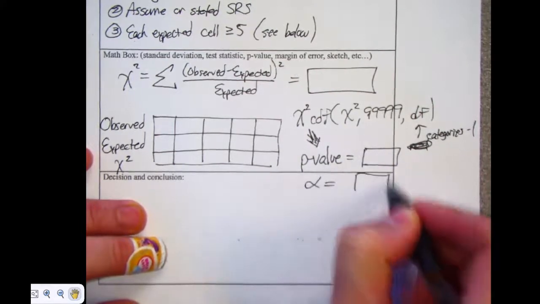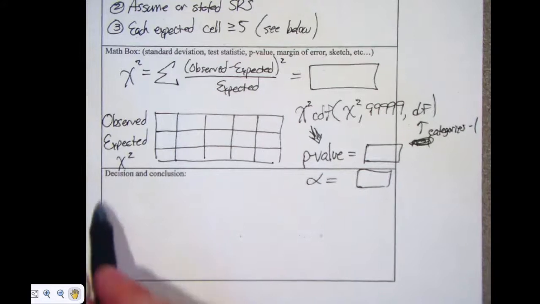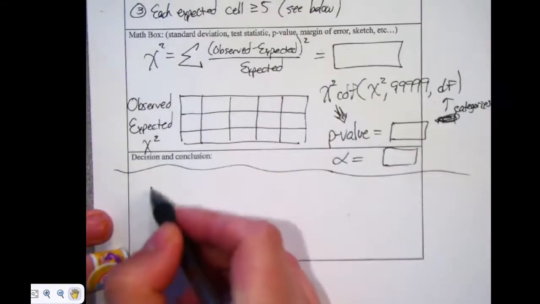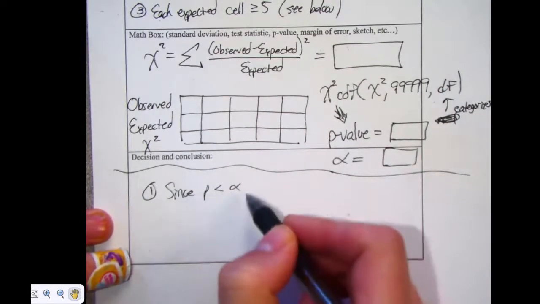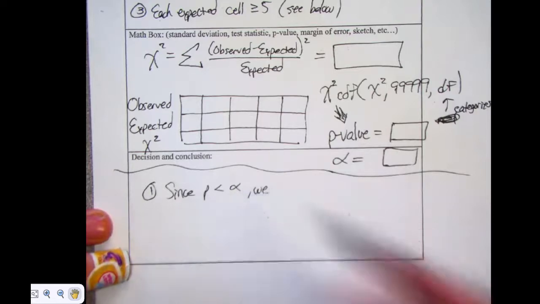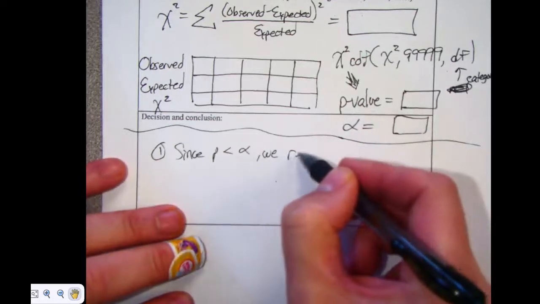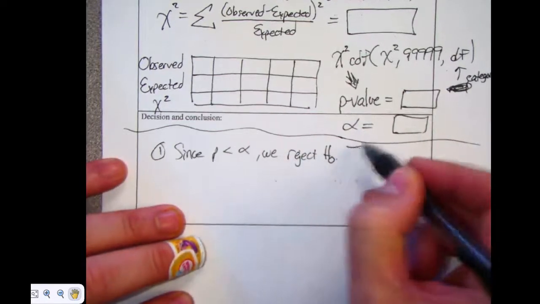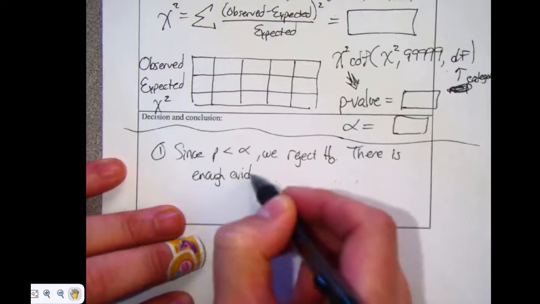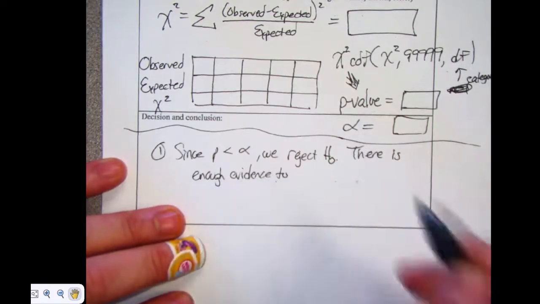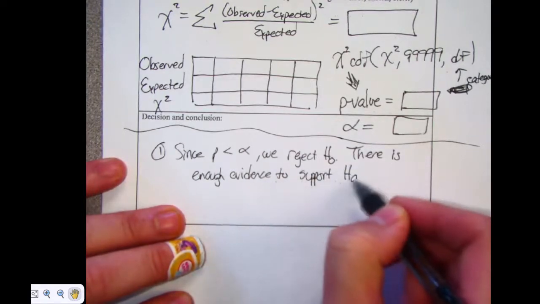And you'll have an alpha. And then you're going to make your decision at the end. Your decision could go both ways, right? So since p is less than alpha, what would we do with H naught, if that's the case? Since p is less than alpha, we reject H naught. There is enough evidence, we're just going to shortcut a little bit, to support HA.